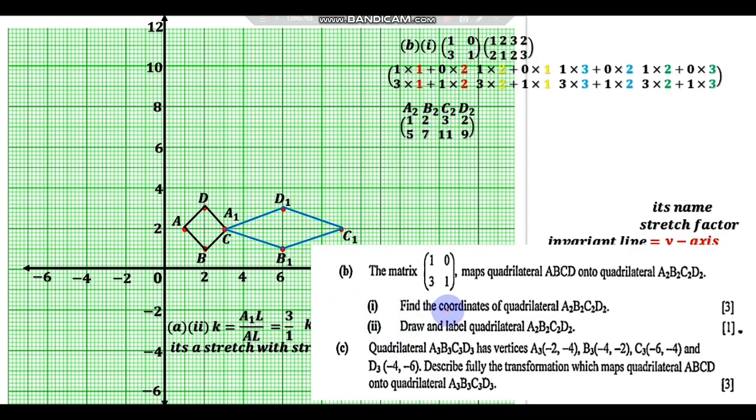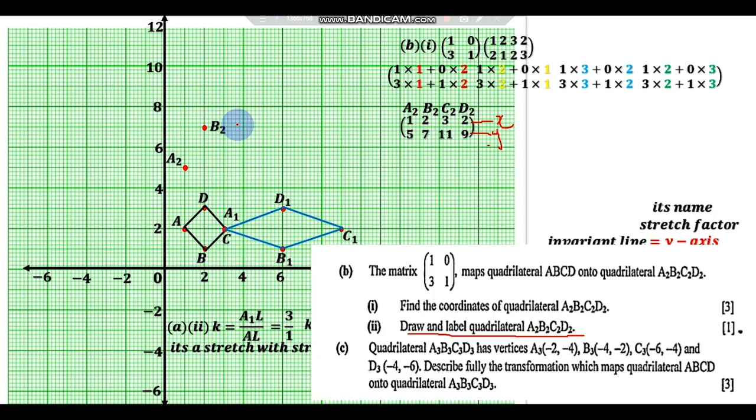The second question says, draw and label quadrilateral A2, B2, C2, and D2. Let us draw and label. So we'll come here. The first one is 1, 5. So 1 on the x-axis, 5 is right here. This is our A2. Then the second one, B2, is 2, 7. Remember the values on top represent x values, and the values down here represent y values. So the 2, comma, 7 will be here.